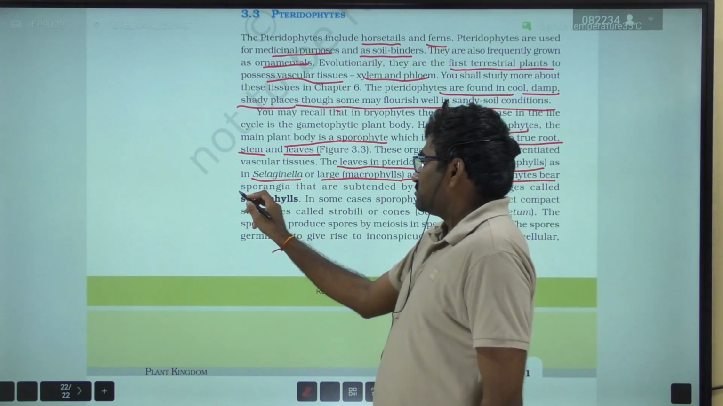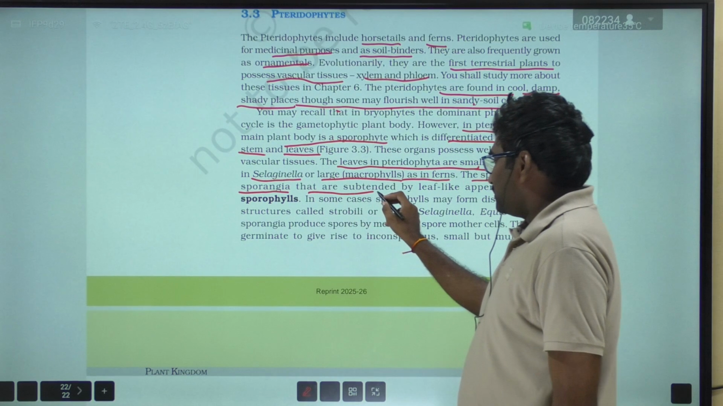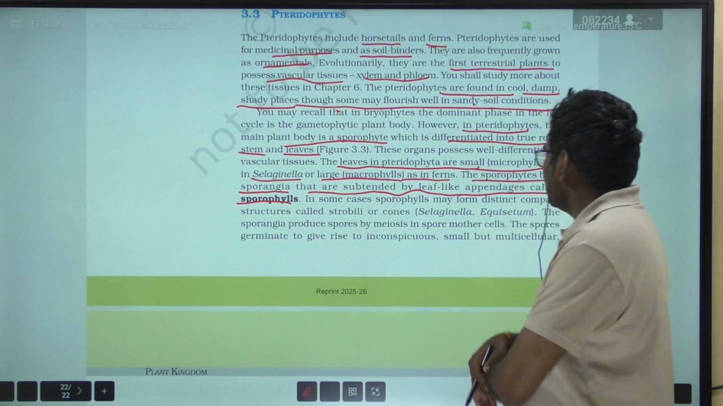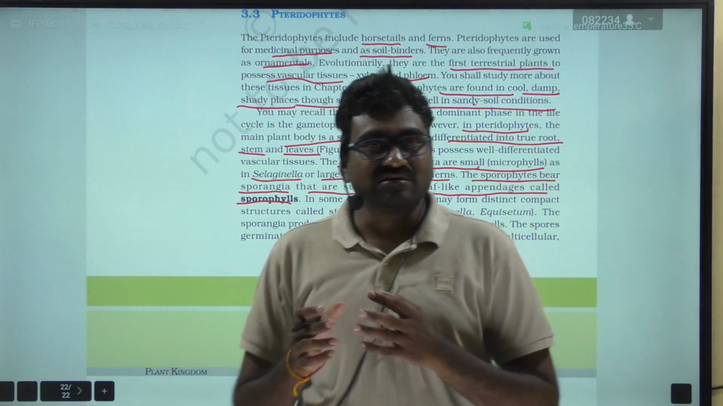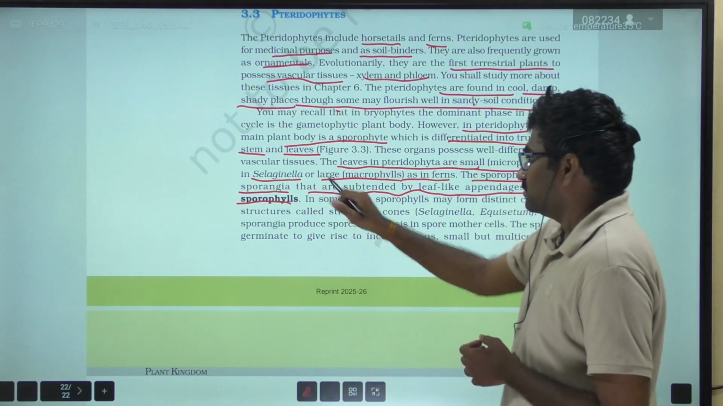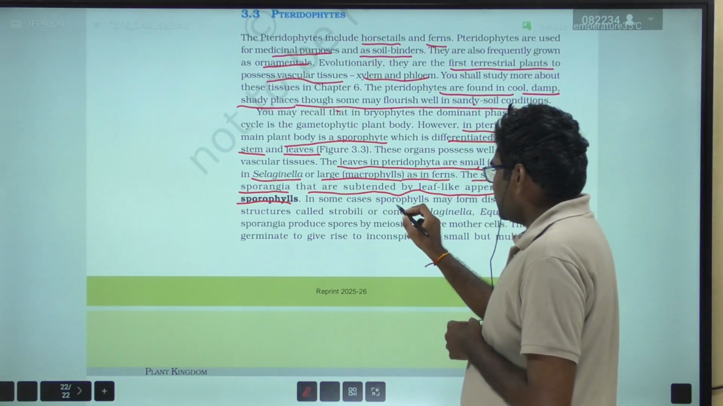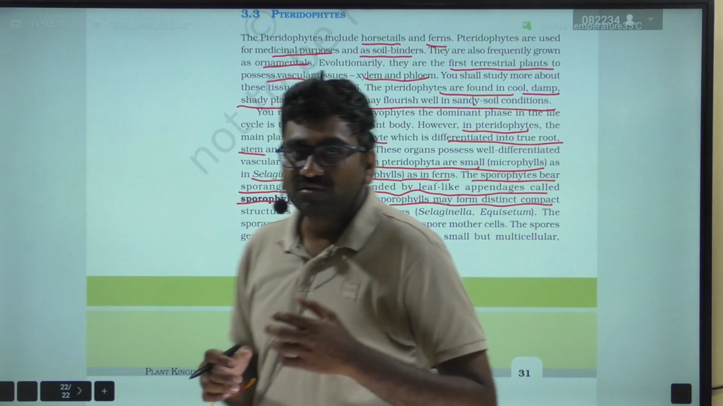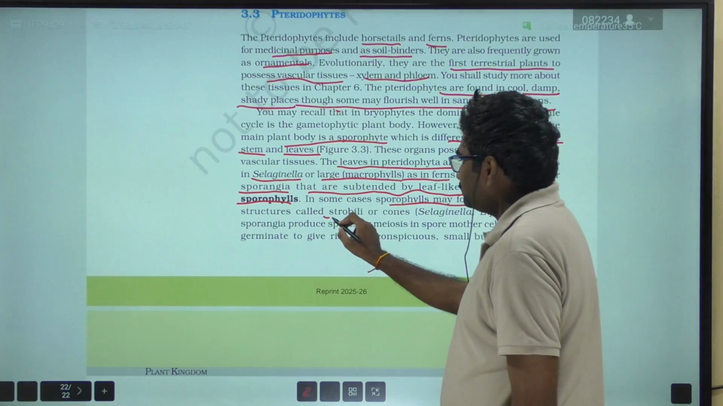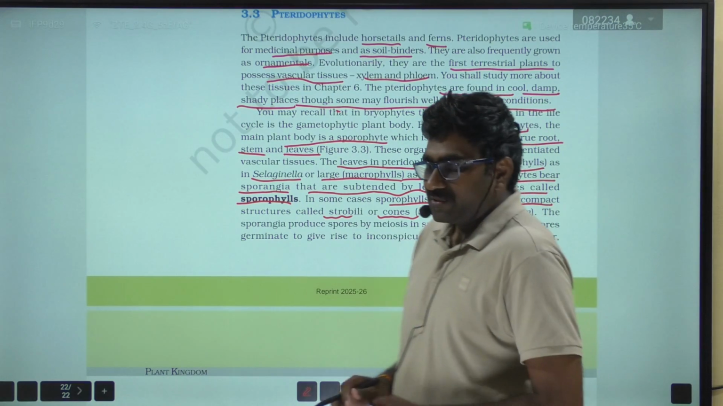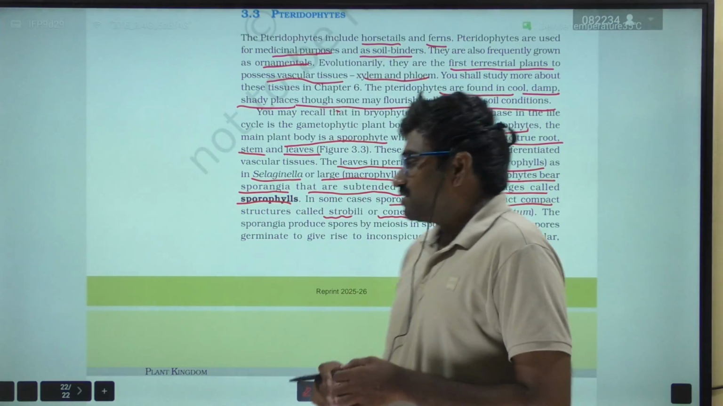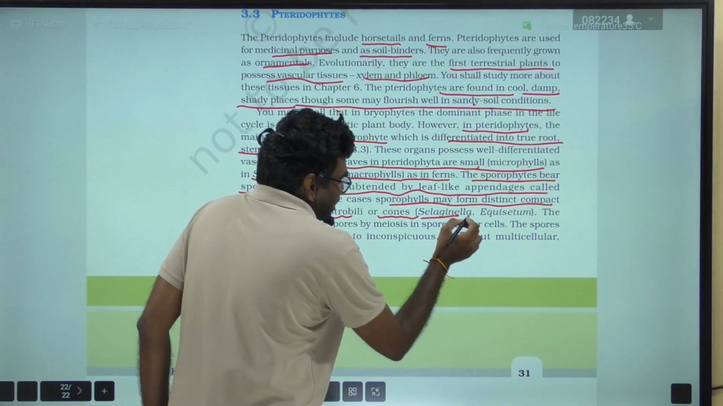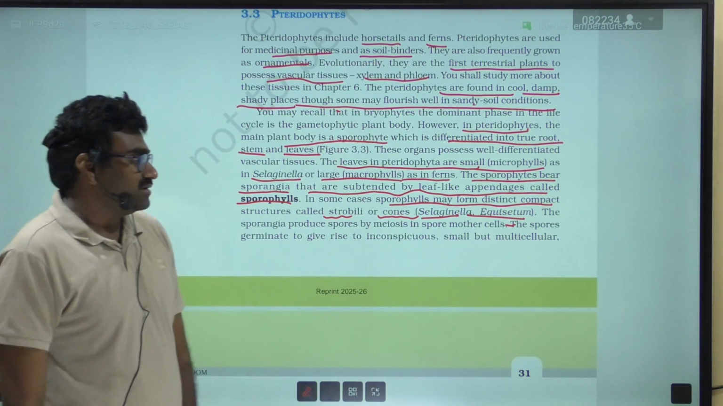The sporophyte bears sporangia that are subtended by leaf-like appendages called sporophylls. In some cases, sporophylls form distinct compact structures called cones or strobili, as in Selaginella and Equisetum.